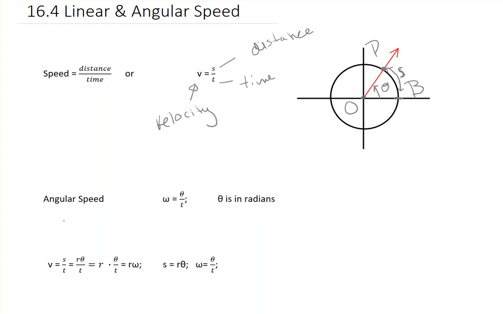The other equation that we use as well is angular speed. And that says omega, that W-looking shape, equals theta over time. And remember, theta is in radians and it refers to the angle. And that T refers to time. Angular speed refers to the measure of how fast angle POB is changing. So, how fast it's going around that circle.